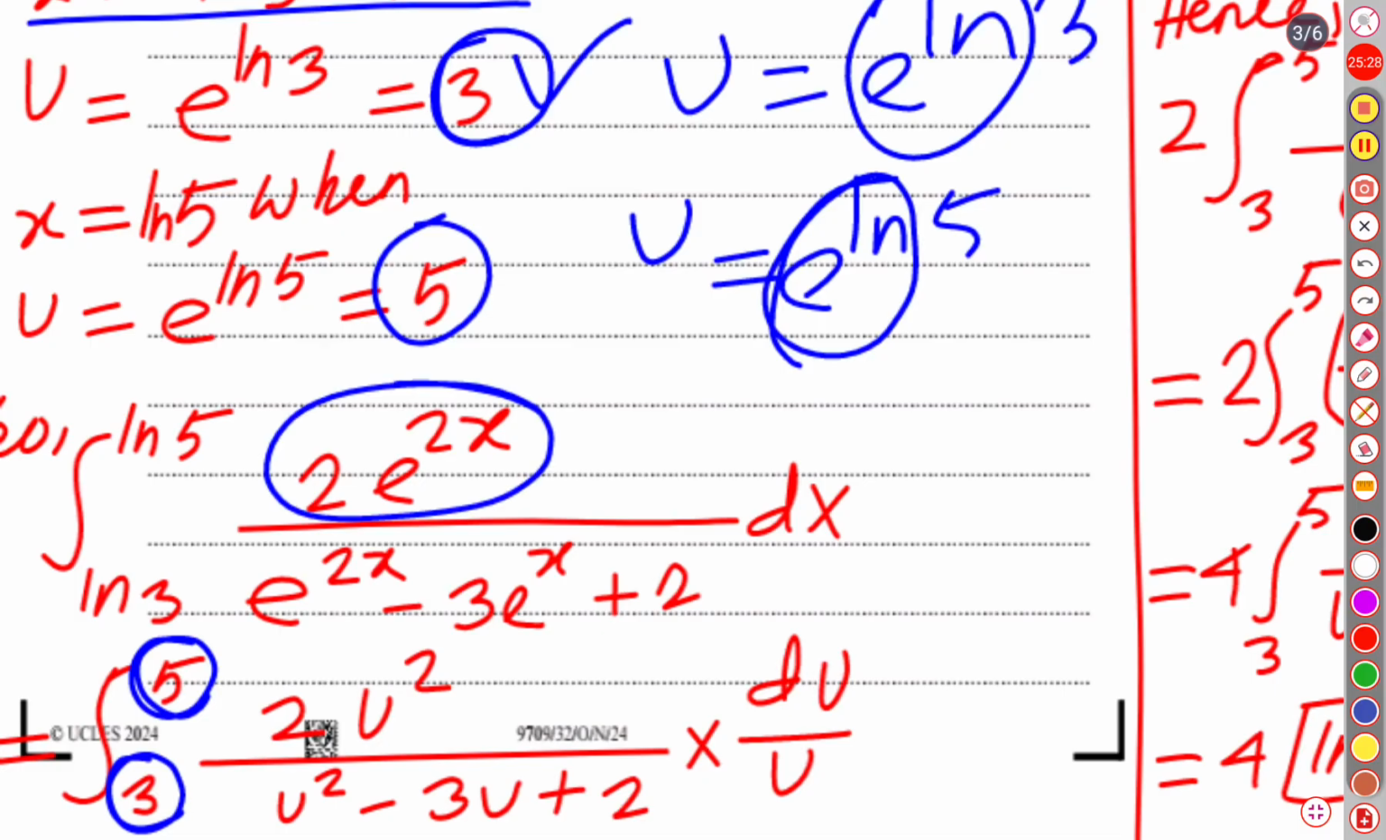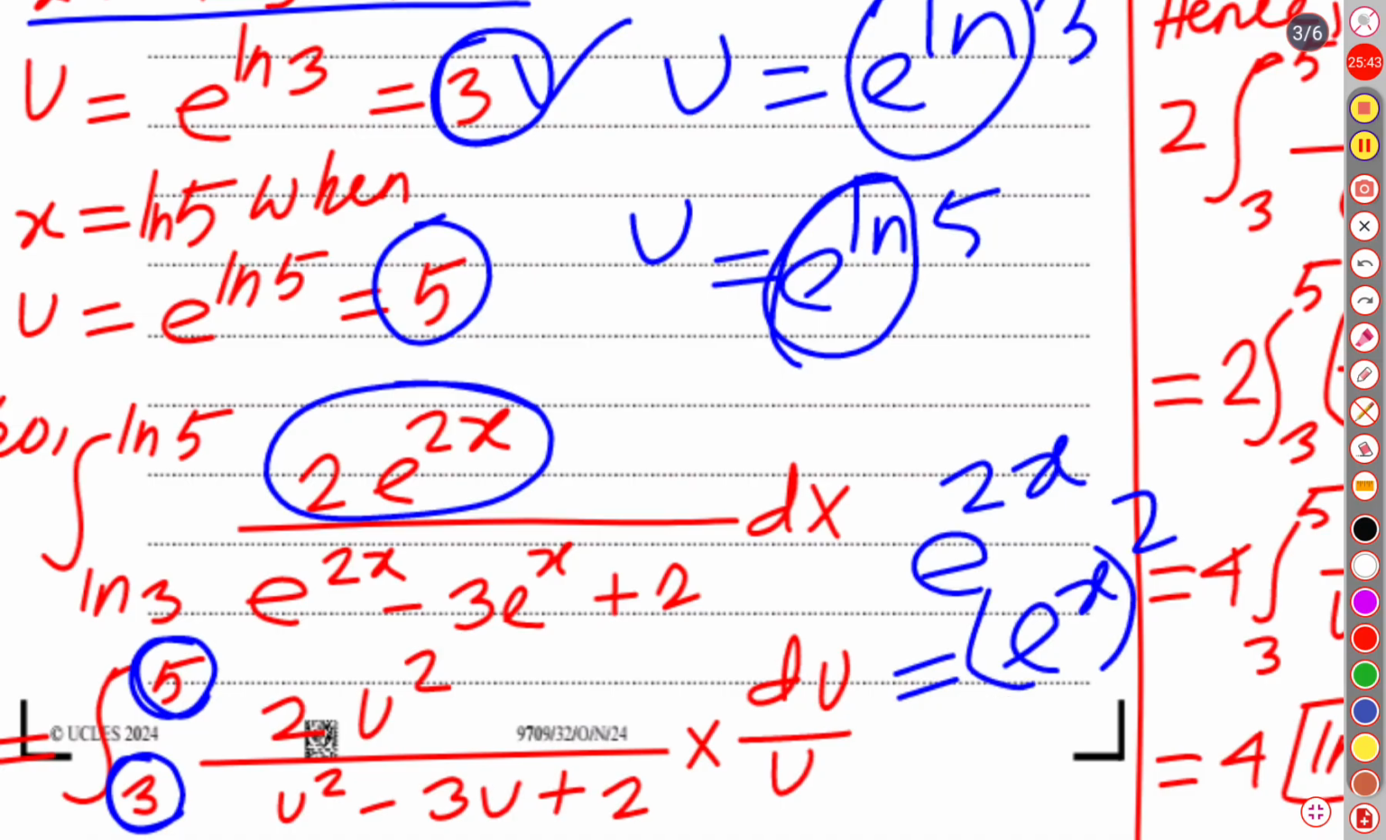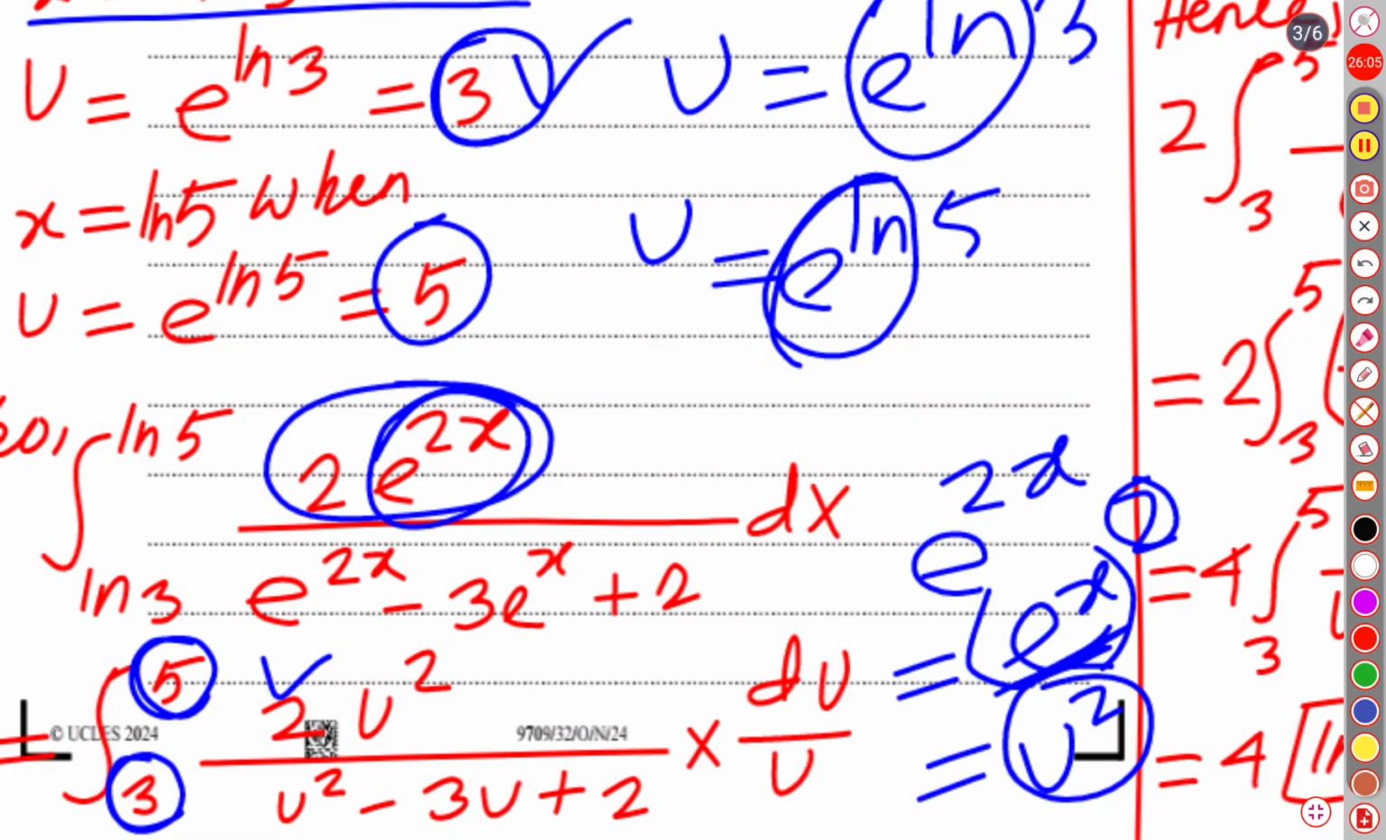So 2 e raised to 2x means 2u squared, because let me show you, e raised to 2x can be written as e raised to x whole squared. You know this concept, both of them are exponents. So e raised to x is u, we have substituted, and then squared, so ultimately e raised to 2x means u squared. That's why I have written here u squared. This 2 is unchanged.